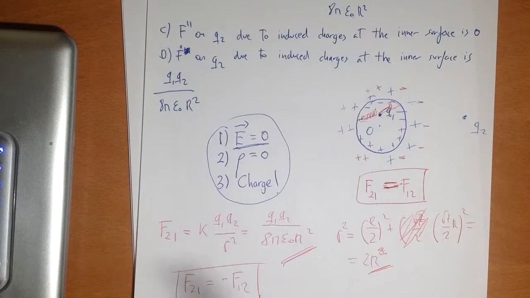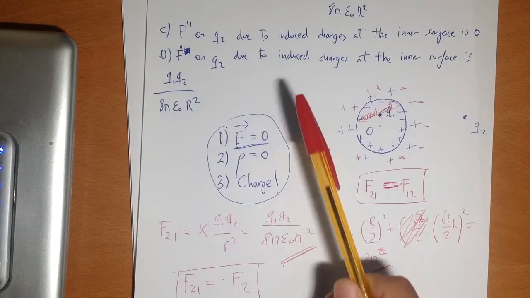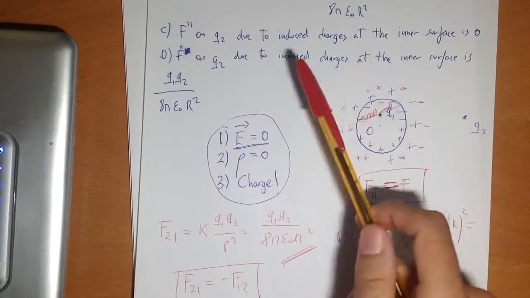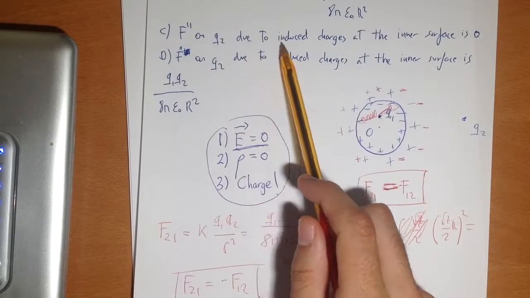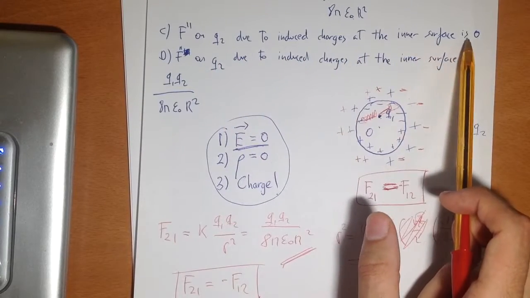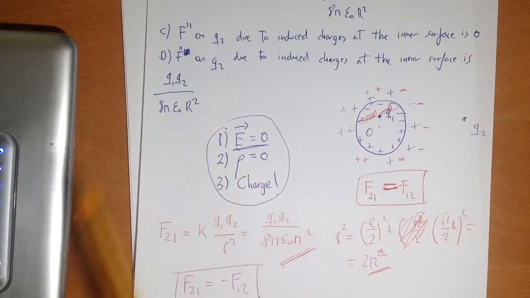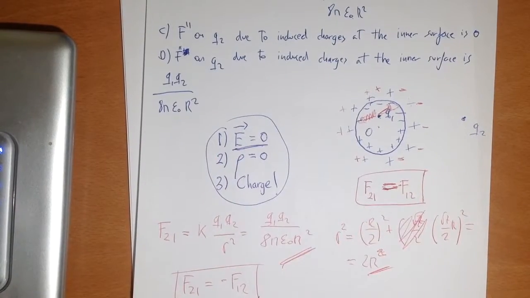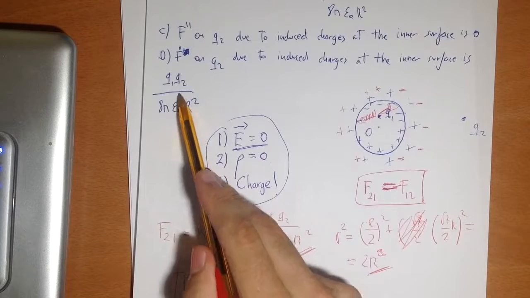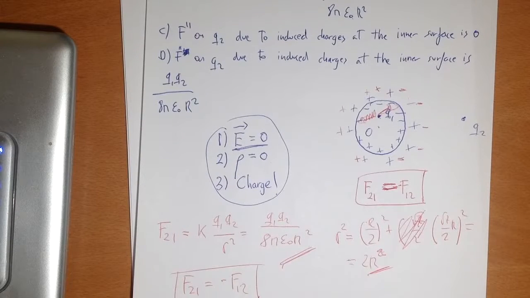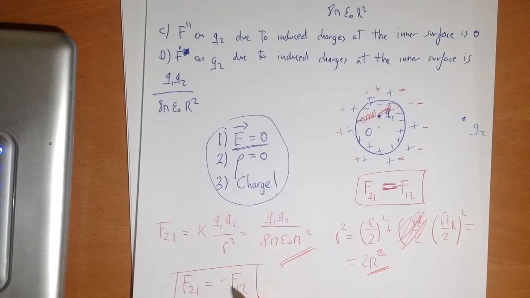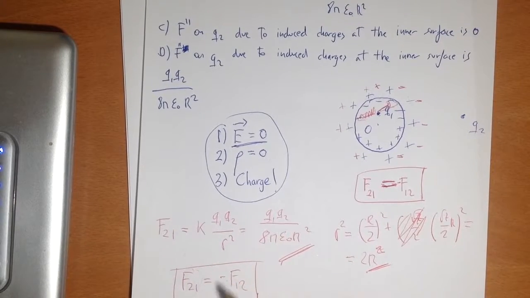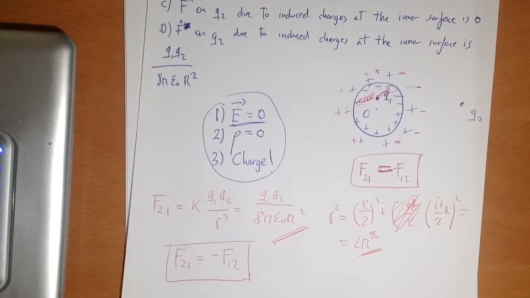Once we have calculated that, those statements are easily proven. The force on Q2 due to induced charges at the inner surface is equal to this result, which is the same, because we are giving the absolute value. In case we take the repulsive force, I regarded the repulsive force as the negative one, and we'll take this value. I think that's really clear.